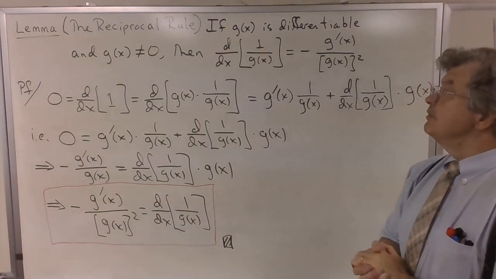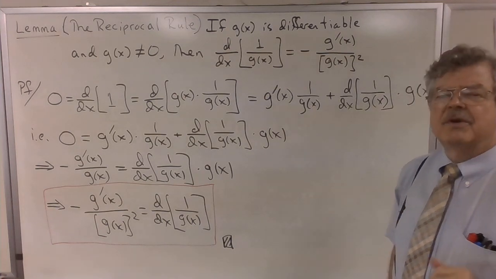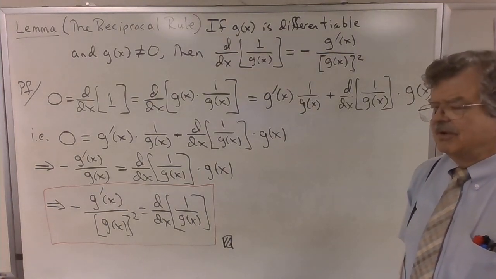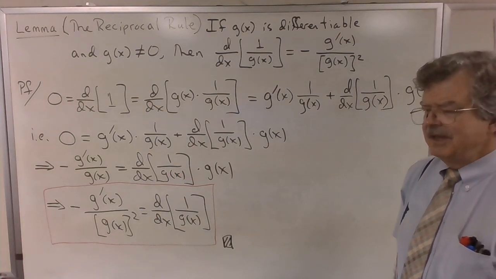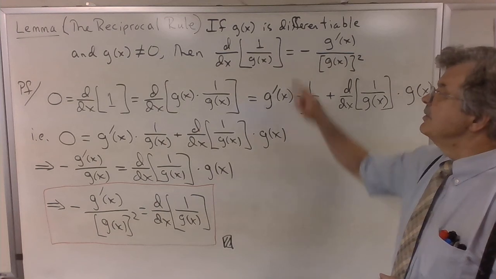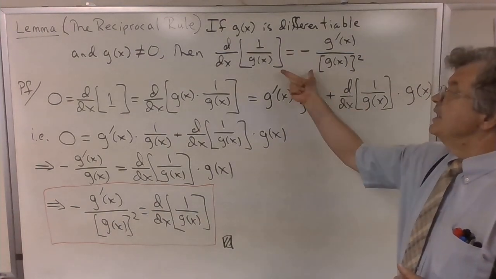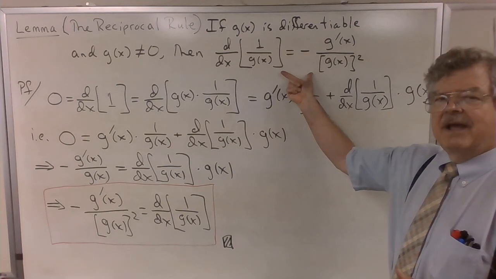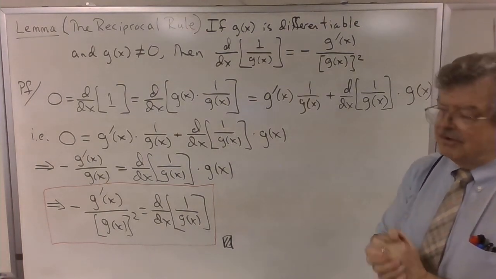The reciprocal rule, the thing that we just proved, is a tool that we're going to use to prove the quotient rule. And typically, since this is a quotient, whenever we see something like this, we'll use the quotient rule. But we use this result right now to prove our next theorem, which is the quotient rule.